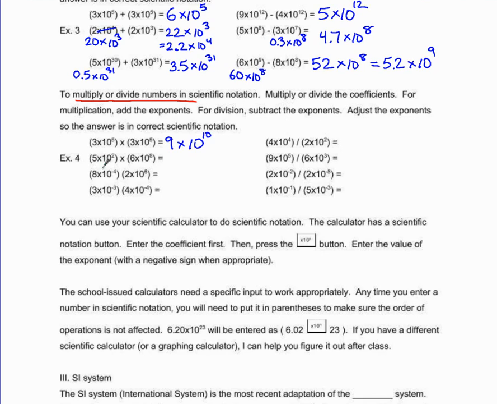In this next one, we have 5 times 10 to the 2nd power and 6 times 10 to the 8th power. So we're multiplying the coefficients. 30 times 10, 2 plus 8 is 10. Now this one, we have to adjust the exponents because this number, the coefficient, is not between 1 and 10. So we have to change it. This is going to be 3 times 10, and we move the decimal point to the left. So we're at 10, then we're at 11. 3 times 10 to the 11th power.